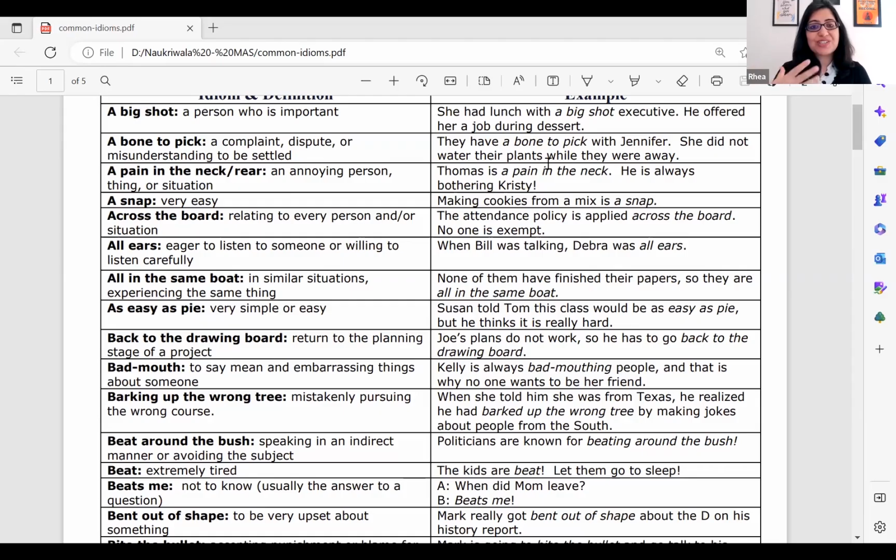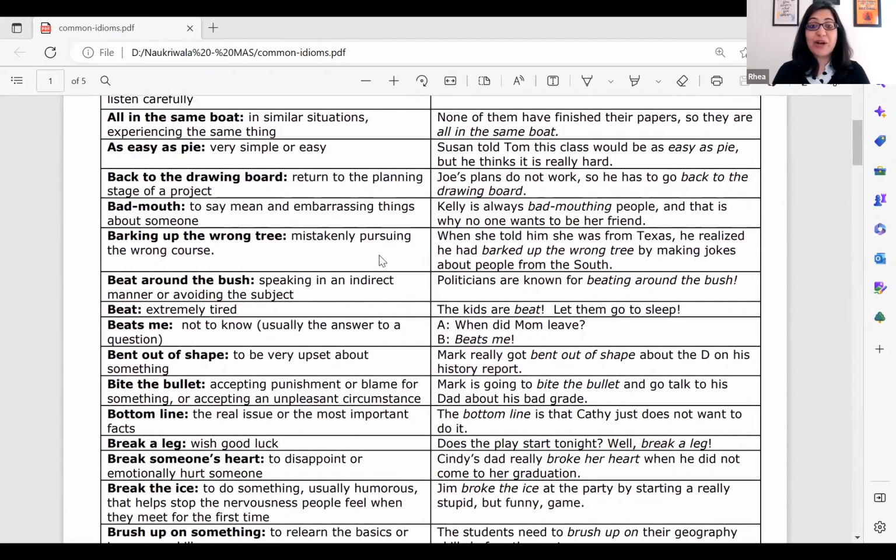If you're listening to this recording with all ears, that means you're paying 100% attention. Let's move on. Back to the drawing board. So basically to come back to the planning stage or to come back to the original place, that's back to the drawing board. So whenever you have to re-strategize, re-plan, you use that.